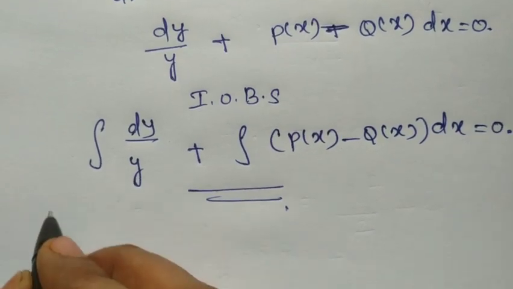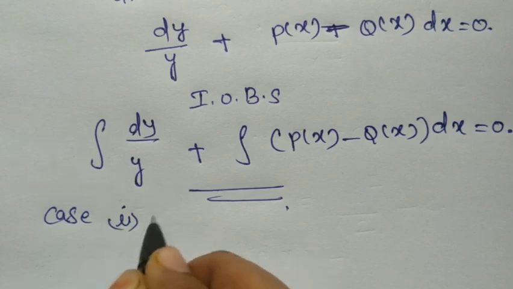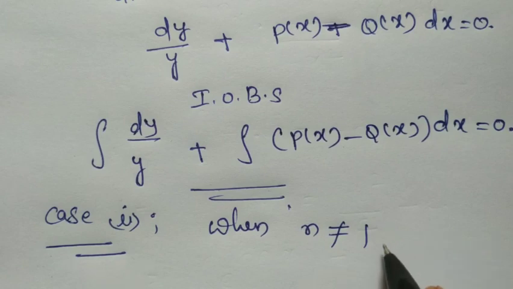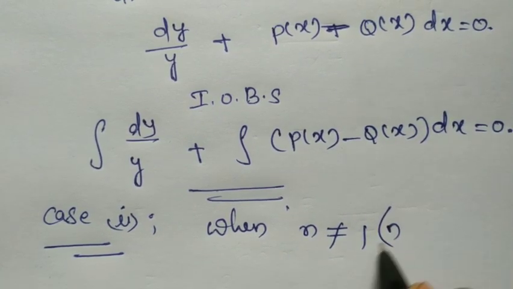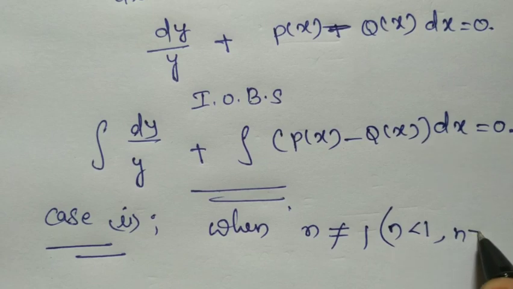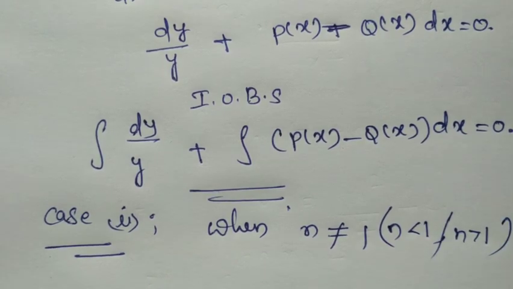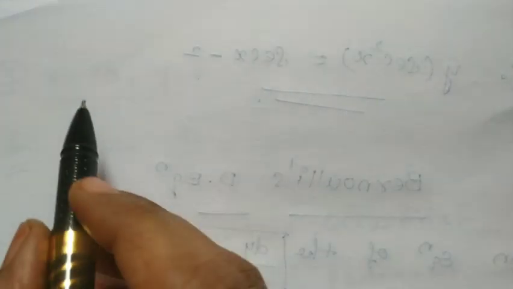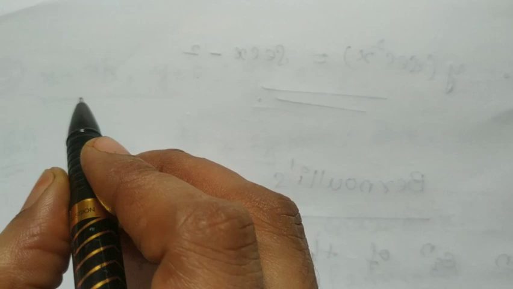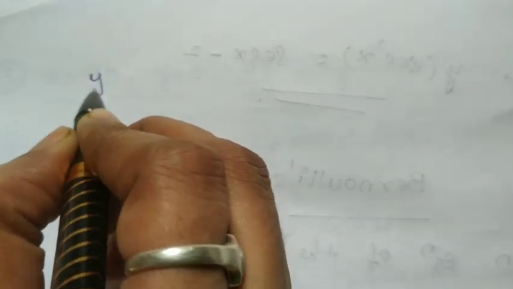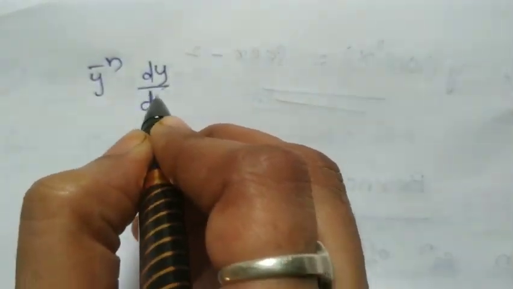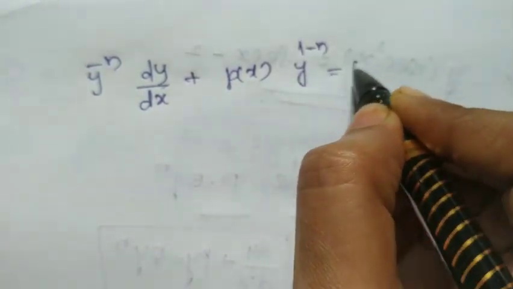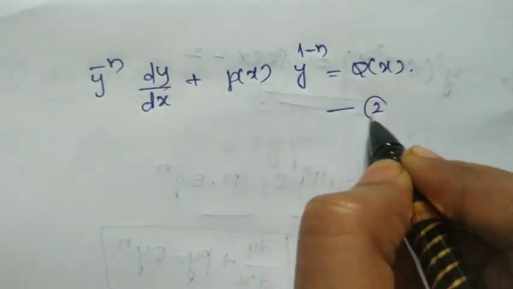Coming to case 2, which is when n is not equal to 1, meaning n less than 1 or n greater than 1. In this case we multiply the given equation 1 with y^(-n). Then y^(-n) dy/dx + P(x)y^(1-n) = Q(x). This is equation 2.